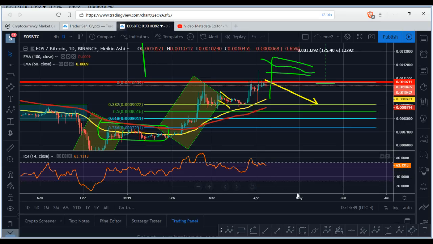So I don't see EOS dropping, like getting completely oversold, but if that's the case, we're just going to have to reassess our judgment, right? So we got multiple support. You got your 50 EMA, your 100 EMA, the 0.382, and we also got this area of 0.618. So let's see how far EOS can drop.